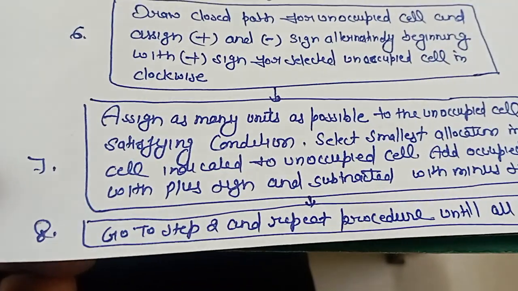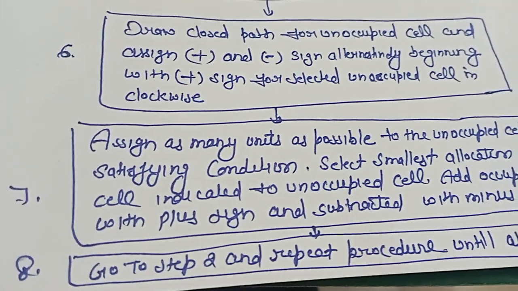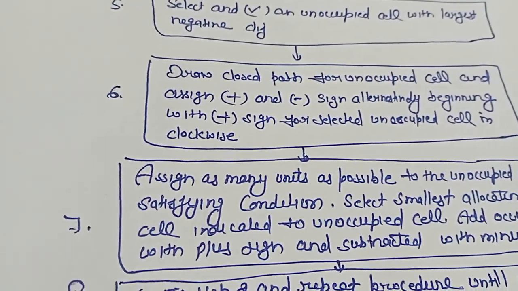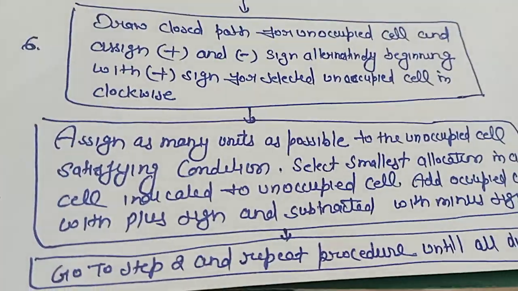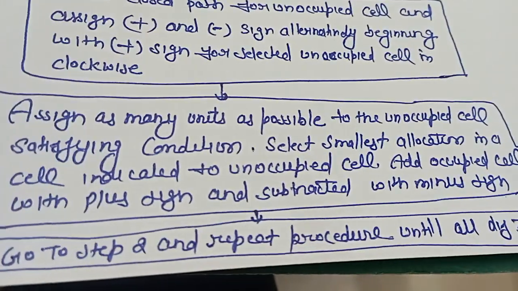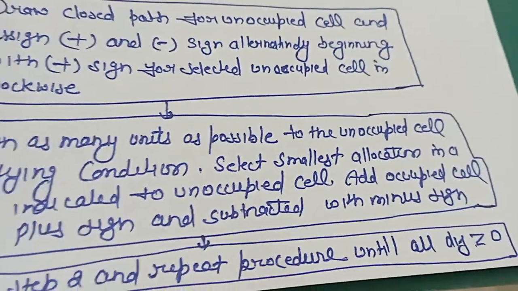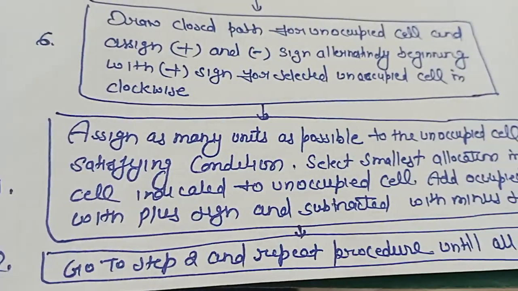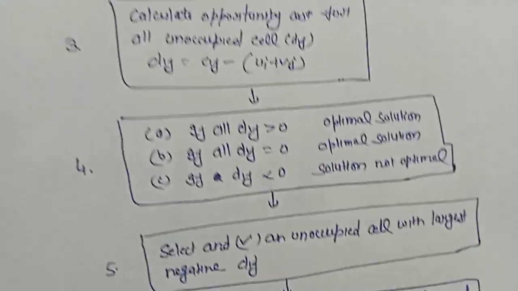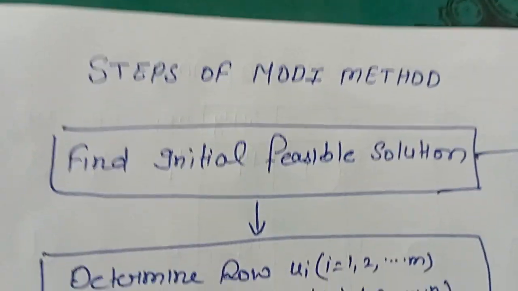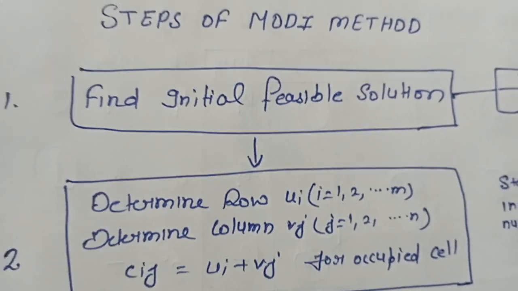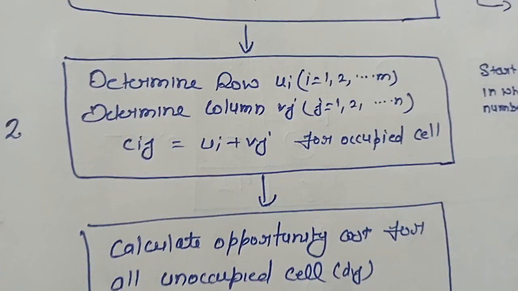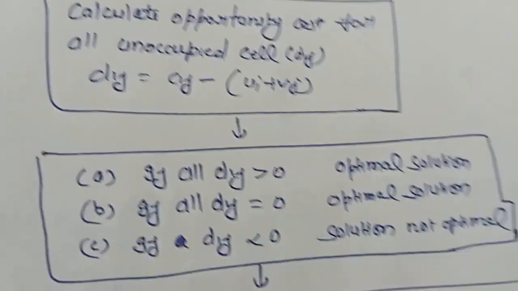Now we move to the last step, that is, go to step 2 and repeat the procedure until all Dij are greater than or equal to 0. Then an optimum solution is reached. This is the complete procedure for calculating the MODI method in a transportation problem.